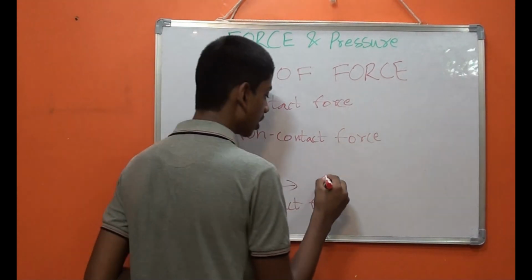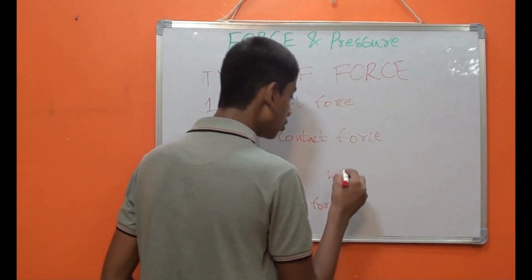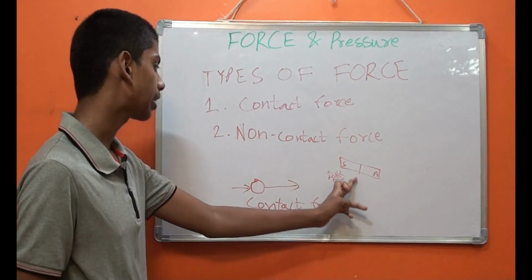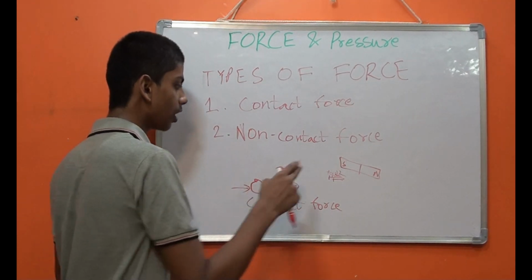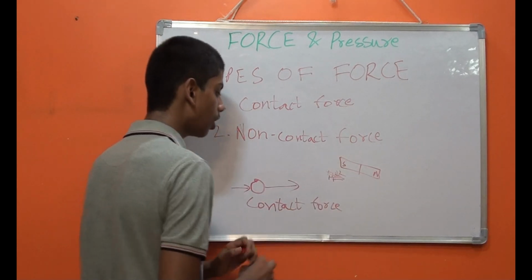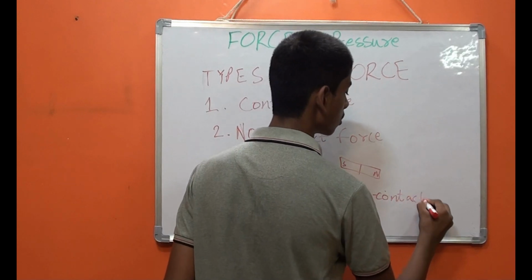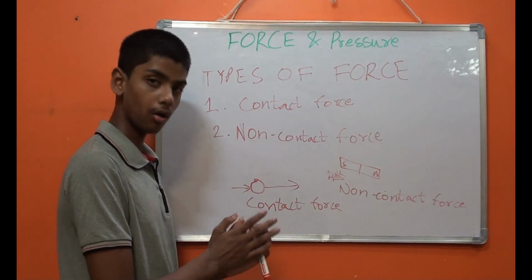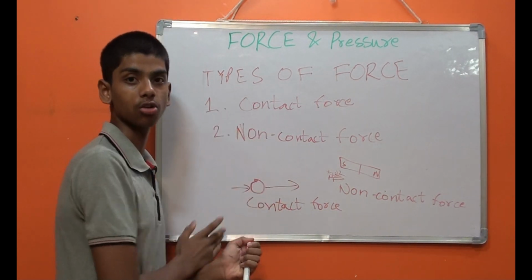So let's take some nails. So here are some nails. Now you take a magnet near to them. The nails get attracted to the magnet. Here there is no contact between the magnet and the nails. This kind of force is called non-contact force. Now let's see some examples of contact force and non-contact force.